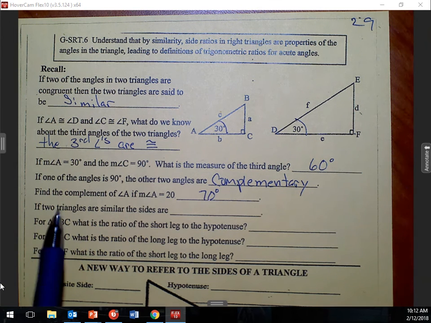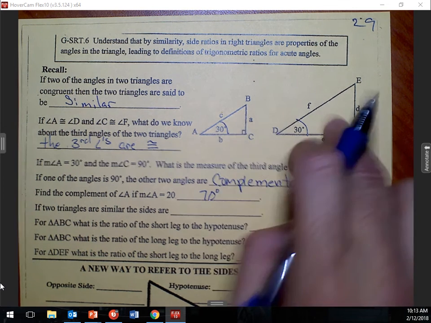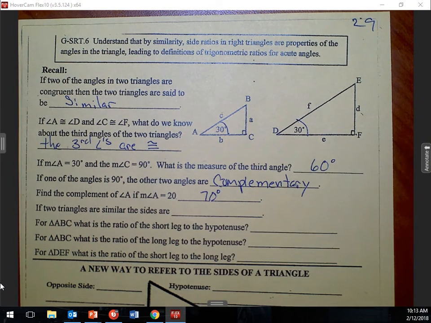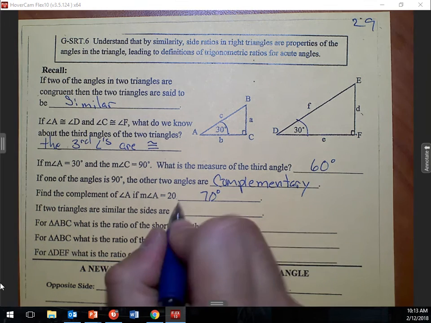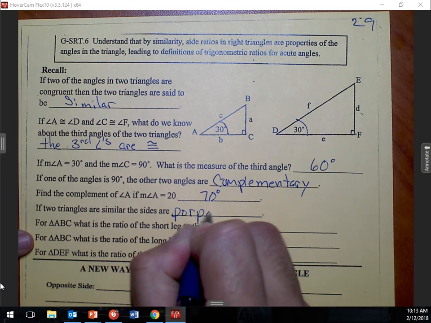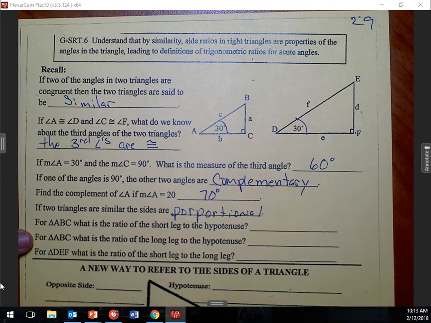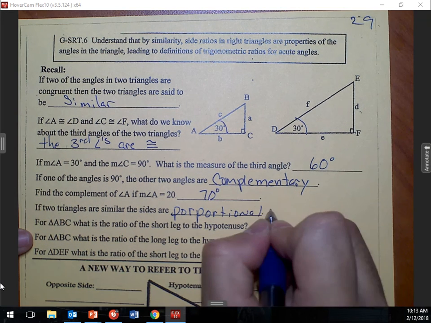Okay? If two triangles are similar, what do we know about the sides? If they're similar, they have the same ratio. What's another word that we use? Scale factor, or a third, starts with P, ends in ortional? Proportional, right? They are proportional, which means the same thing. They are proportional to each other. So same scale factor, right?